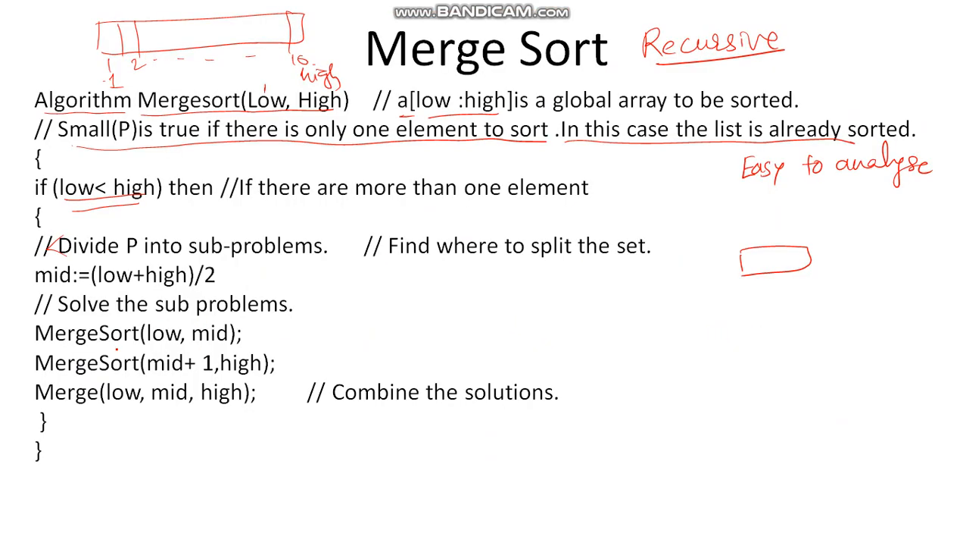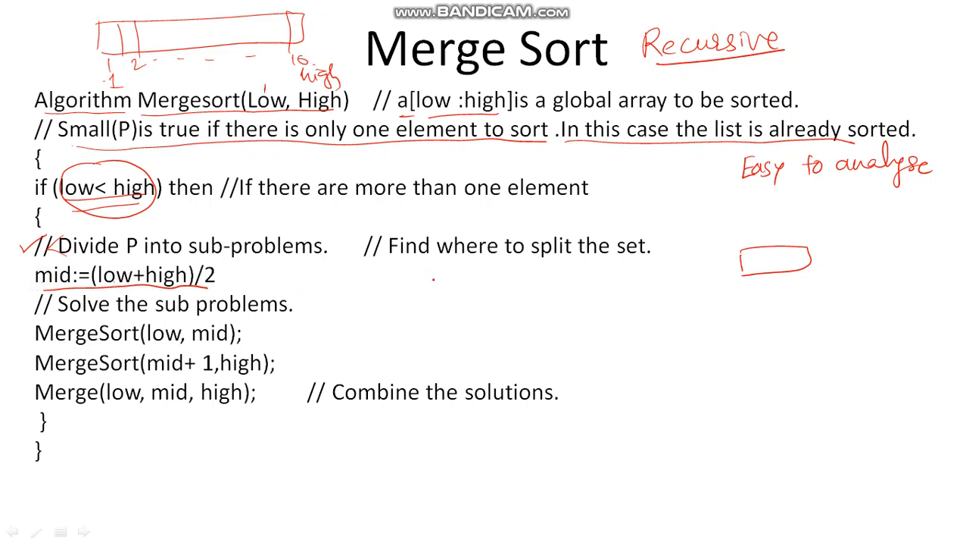So we have to divide the problem into subproblems whenever the lower index is less than the higher index. If that happens, we divide p into subproblems. I am dividing it into two problems. So what are the two problems? Mid is equal to low plus high divided by 2.